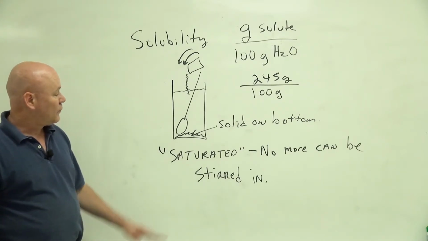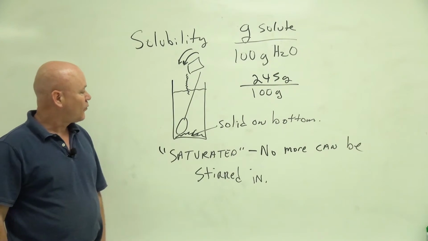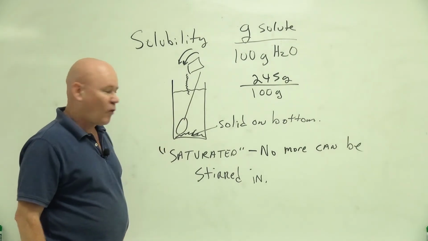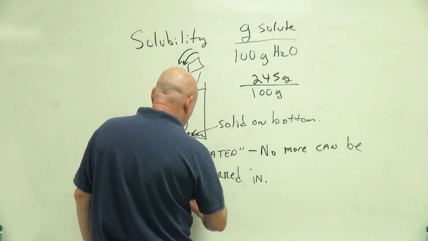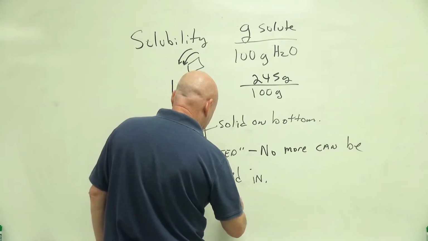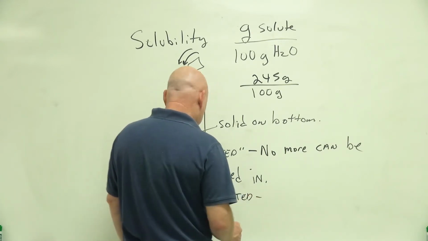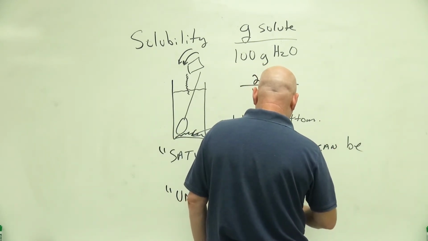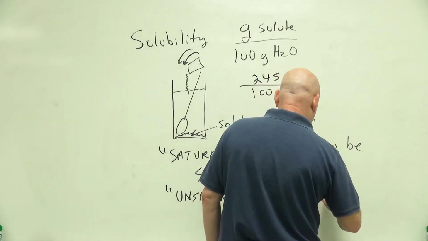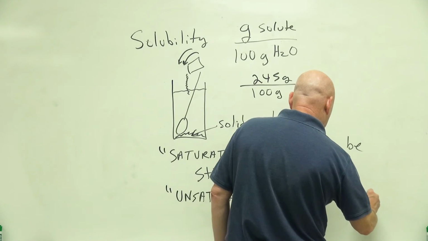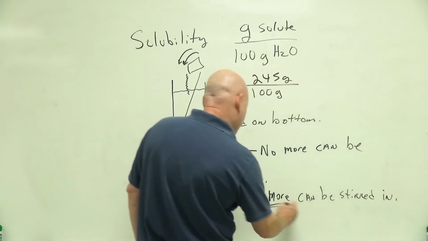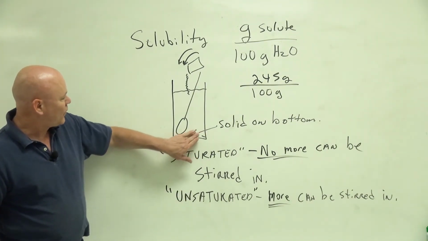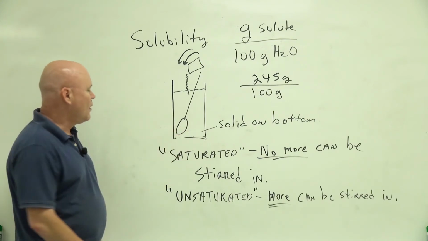Now, what do we call it when we can still stir in more? While we're getting to that point, before it starts forming solid on the bottom, we call that unsaturated, which means it can hold more. Saturated means no more can be stirred in, and unsaturated means more can be stirred in. So unsaturated is this situation where there is none on the bottom.